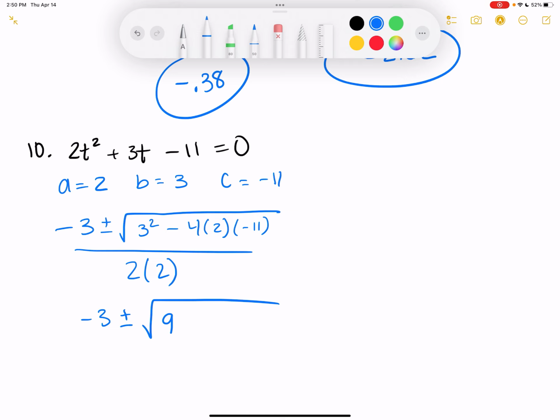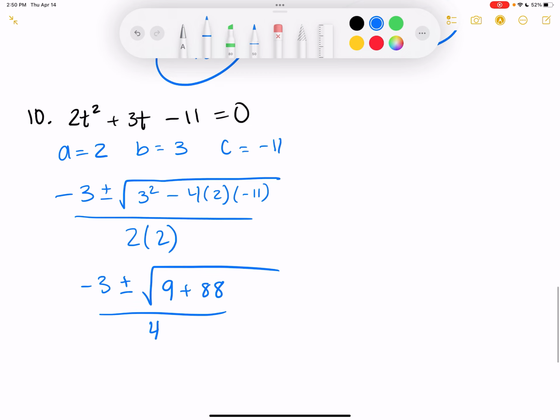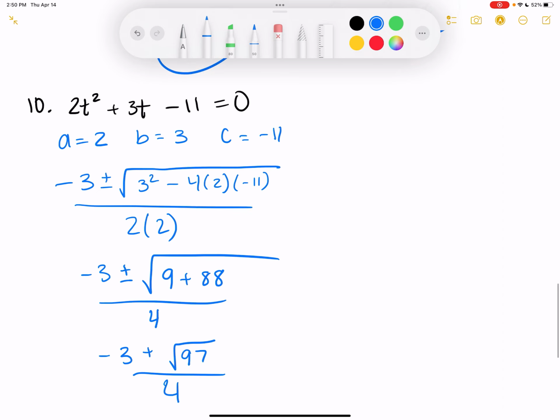Negative 4 times 2 is negative 8, times negative 11 makes that plus 88, over 2 times 2 is 4. So negative 3 plus or minus, let's see, 88 plus 9 is what, 97? Okay, hold on. We're going to go ahead and separate it. So plus the square root of 97 over 4, and then I'm going to have the negative 3 minus the square root of 97 over 4.